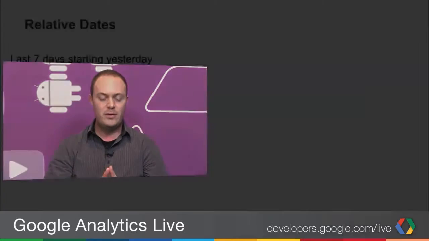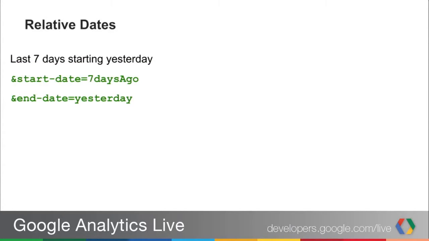So for example, say you have a report and you don't want it to be a set date, you just want it to be every 7 days. So anytime you query for this data, you just want the last 7 days worth of data. With these new parameters, you could set the start date to, for example, 7 days ago, and the end date to yesterday. And this would give you the last 7 days starting from yesterday. It would always give you that last 7 days no matter when you query it, because we're using relative dates.